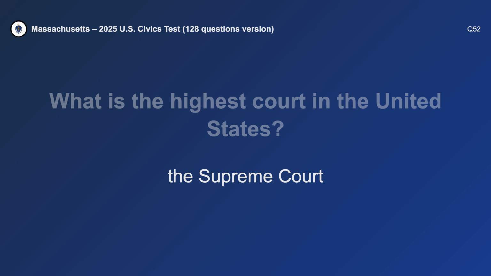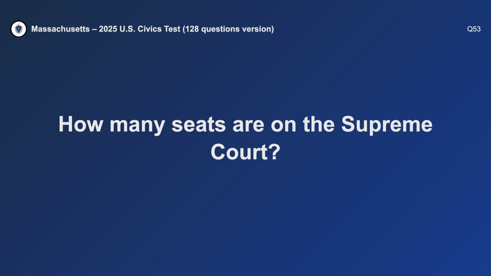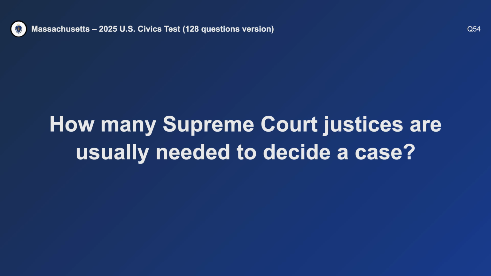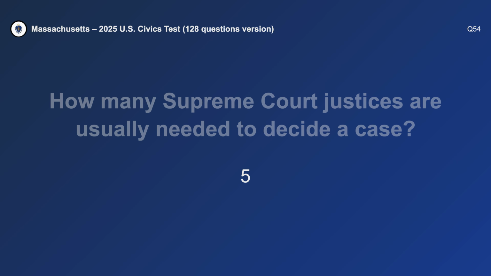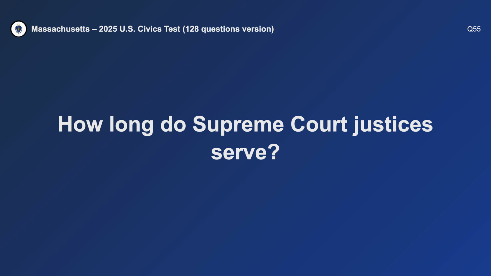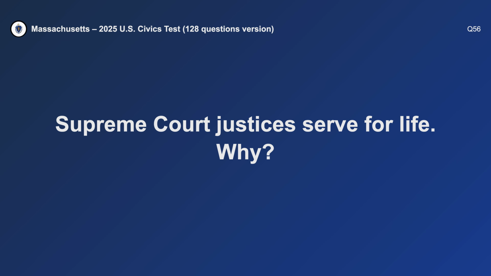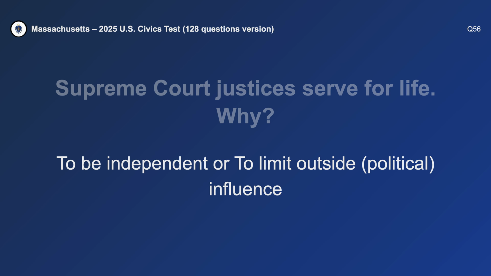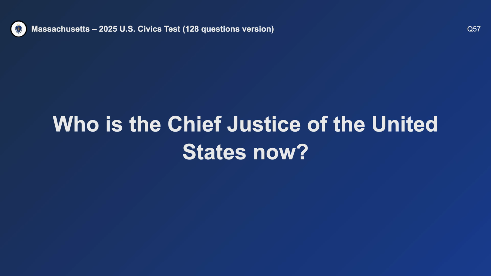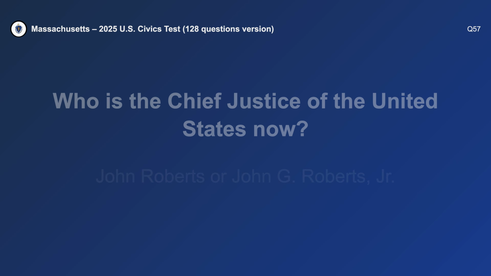What is the highest court in the United States? The Supreme Court. How many seats are on the Supreme Court? 9. How many Supreme Court justices are usually needed to decide a case? 5. How long do Supreme Court justices serve? Life. Supreme Court justices serve for life. Why? To be independent. Who is the Chief Justice of the United States now? John Roberts.